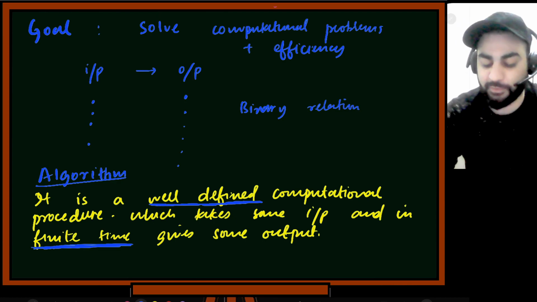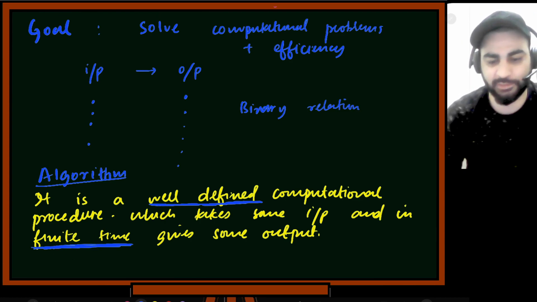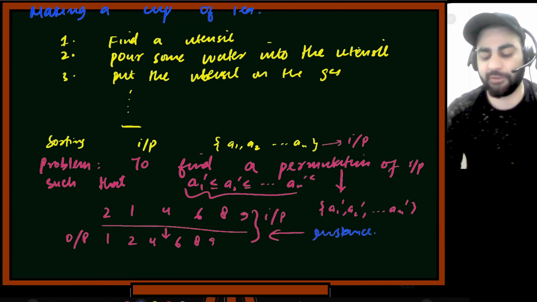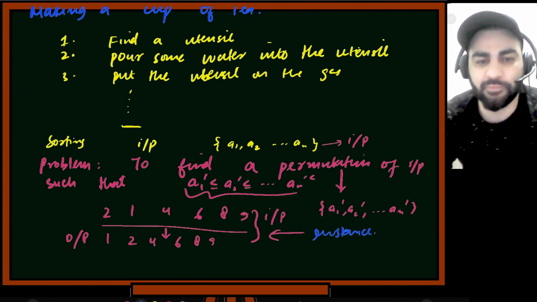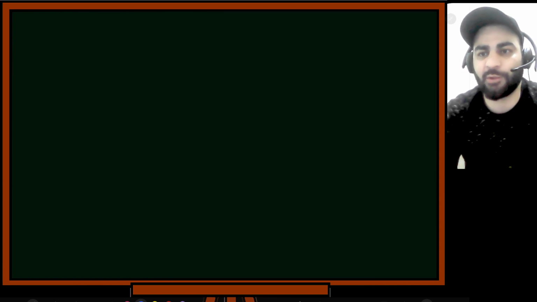So the algorithm should be well defined, there should be no ambiguity, and the second thing, it should take finite time, and preferably it should give us the correct output. That is the definition of what an algorithm is. Before going into data structures, I would first like to introduce some basic concepts, so that you understand what data structures are, why there is a necessity for data structures, and so on.